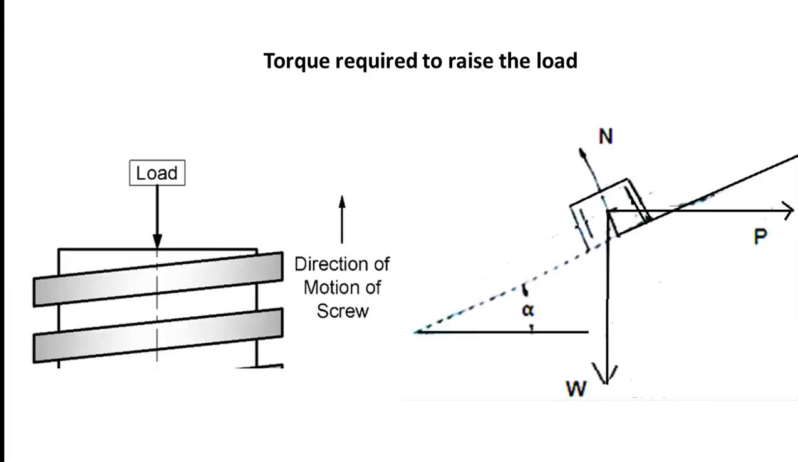Now since we are going to raise the load, you have to note down the direction of motion of the screw. It is in the upward direction. So our N, the normal reaction, is in the upward direction. And since we want to move the load in the upward direction, you can see the direction of effort P is towards the right. And W, the load, is going to act on the screw. That's why it is shown in the downward direction.